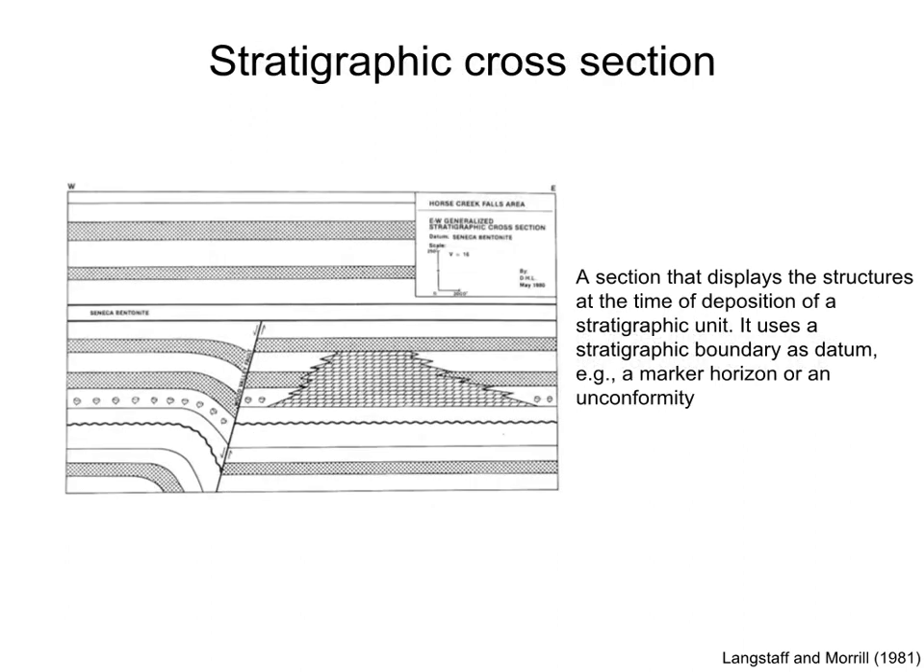The second type of cross-section is a stratigraphic cross-section. This section displays the structures at the time of deposition of a stratigraphic unit. It uses a stratigraphic boundary as datum, such as a marker horizon or an unconformity. For example, this stratigraphic section depicts the geometry of the subsurface at the time of deposition of the Seneca bentonite unit. Notice that the Seneca bentonite unit has been flattened or restored to its time of deposition.